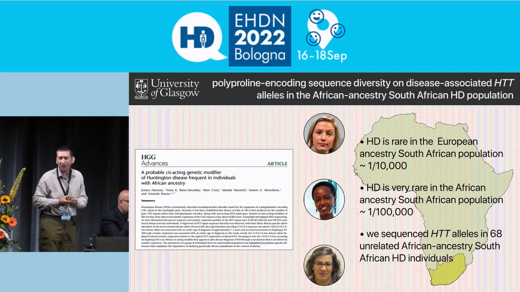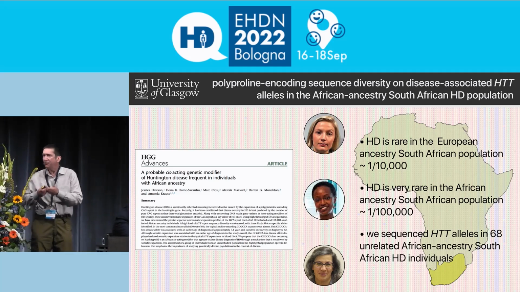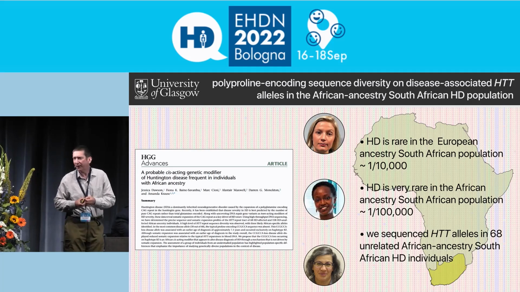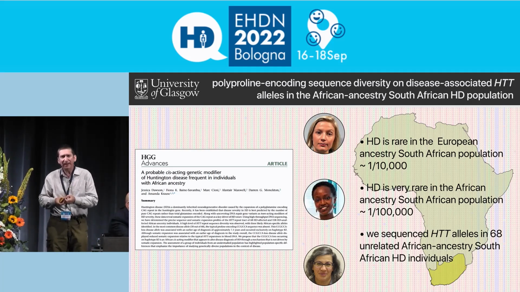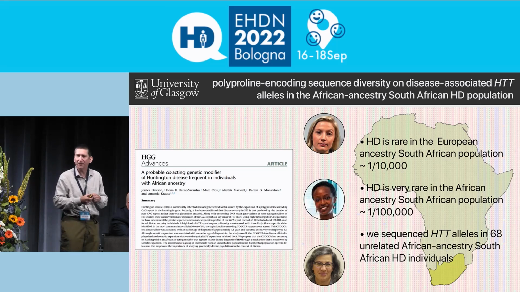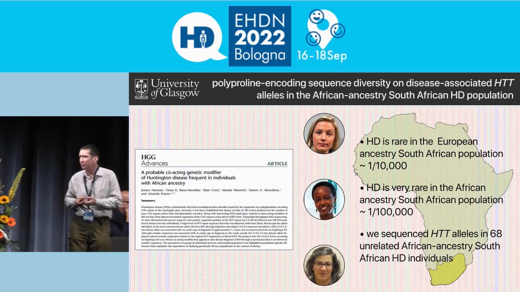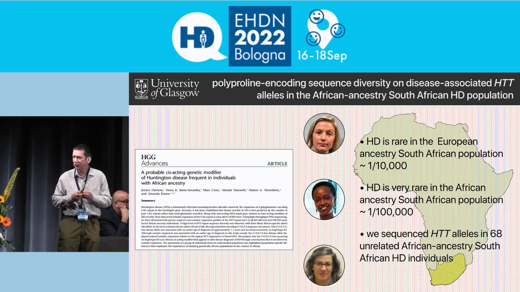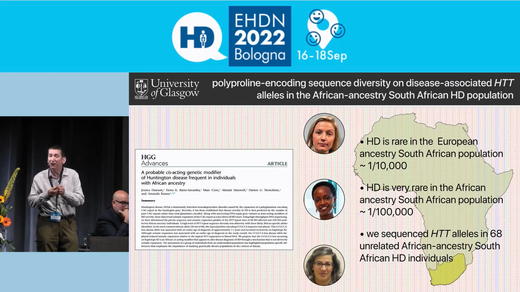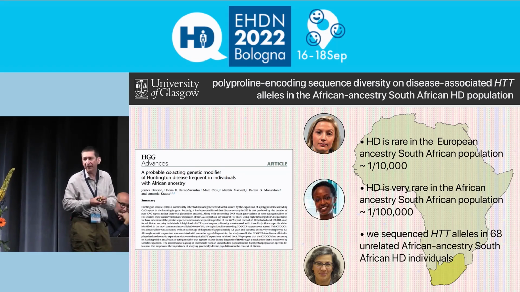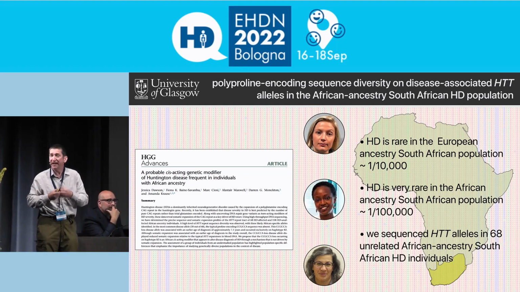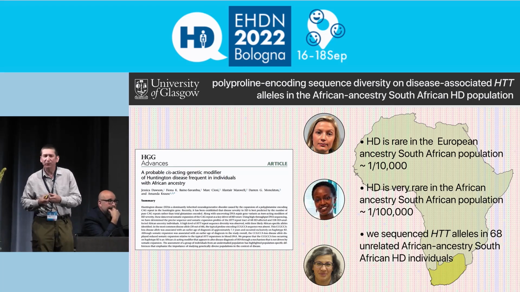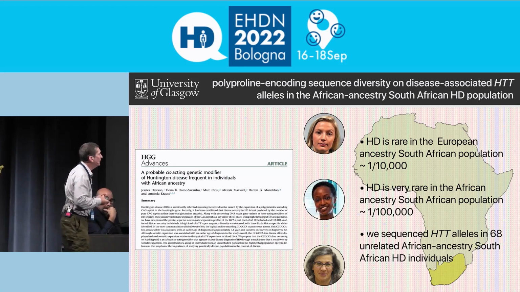So HD is rare in South Africa, and in the European ancestry population has a similar incidence as it does in Europe, around about 1 in 10,000. But it's also present in the African ancestry population there as well, but at an even lower frequency of around about 1 in 100,000. So obviously the number of individuals who are available for research is relatively limited.